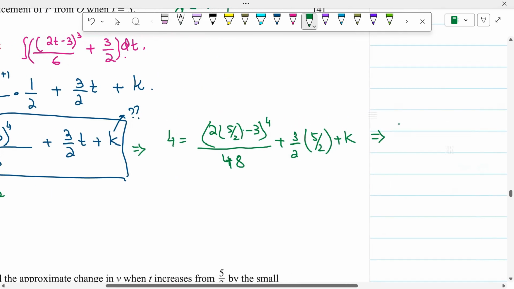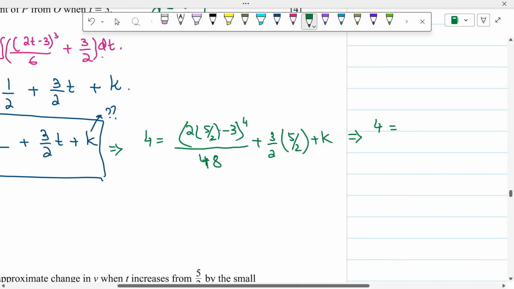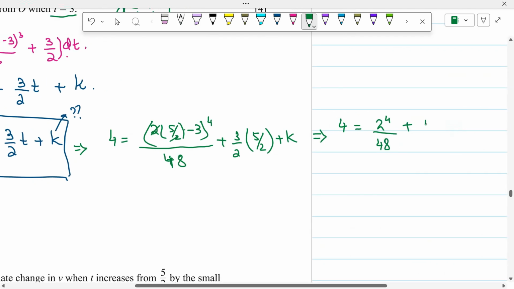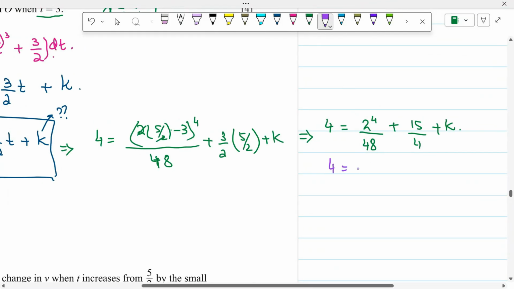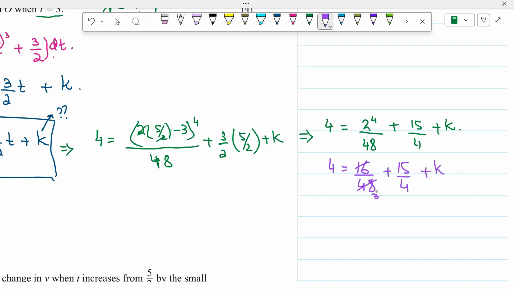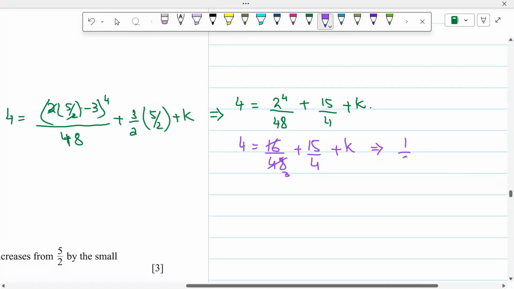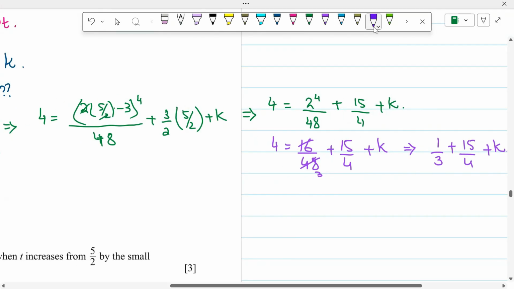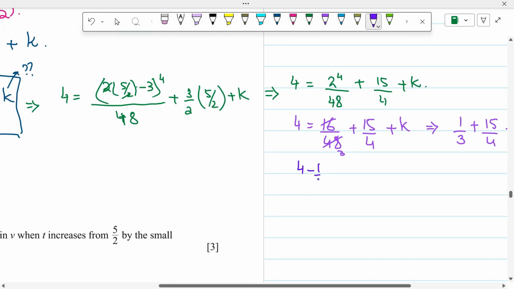Now 2 times 5 over 2 is 5, and 5 minus 3 is 2. So 2 to the power 4 over 48 plus 15 over 4 plus k. 2 to the 4 is 16, so 16 over 48 plus 15 over 4 plus k. 16 over 48 is 1 over 3. So 4 equals 1 over 3 plus 15 over 4 plus k. So we can write 4 minus 1 over 3 minus 15 over 4 is equal to k.